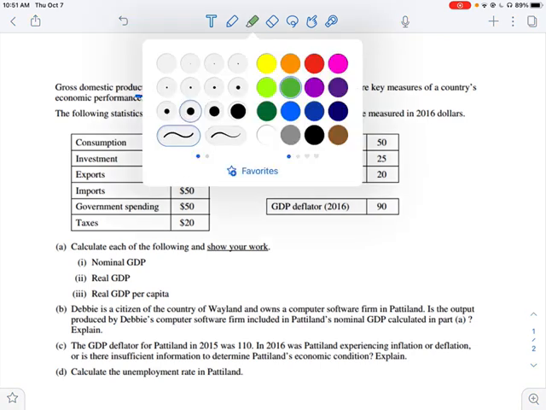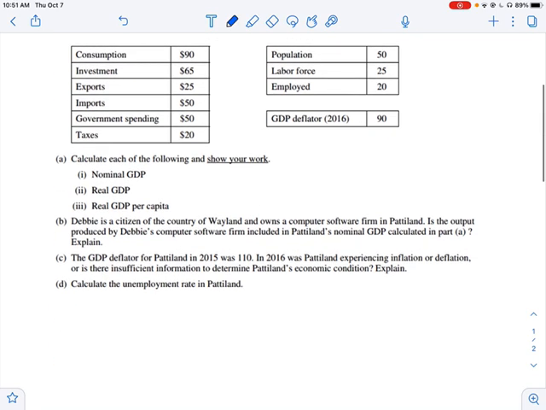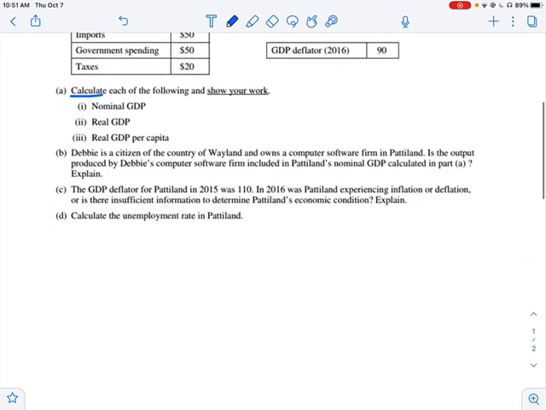We have some data up here regarding the country's economic statistics, and then we also have some data over here about employment and the GDP deflator. So let's get started. All right, so we're going to calculate each of the following. Whenever you see calculate, you want to make sure that you're showing your mathematical work.